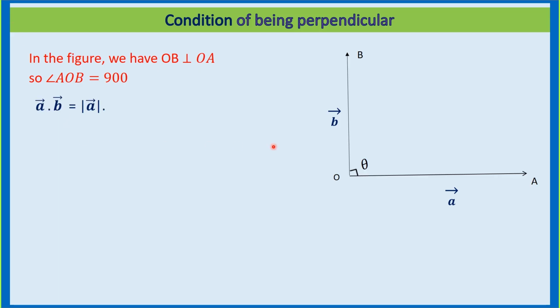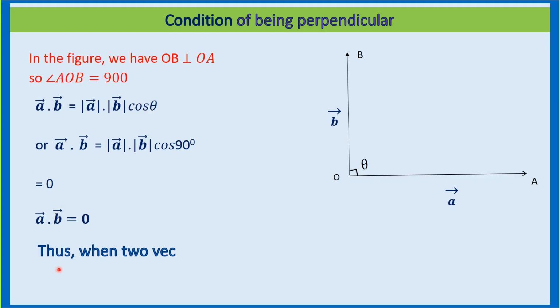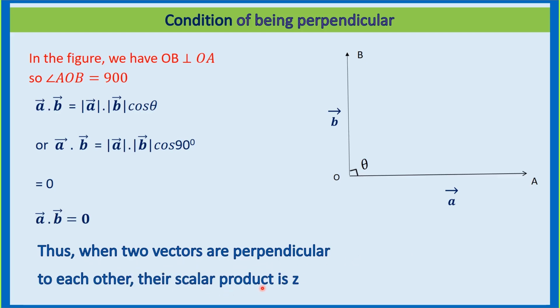Now according to formula, vector A dot vector B is equal to modulus of vector A times modulus of vector B cos theta. When theta is 90 degrees, cos 90 is equal to 0, so the product is equal to 0. So we can write when two vectors are perpendicular to each other, their scalar product is 0. Yes, this is the condition of being perpendicular. When vector A dot vector B is equal to 0, then the vectors become perpendicular.